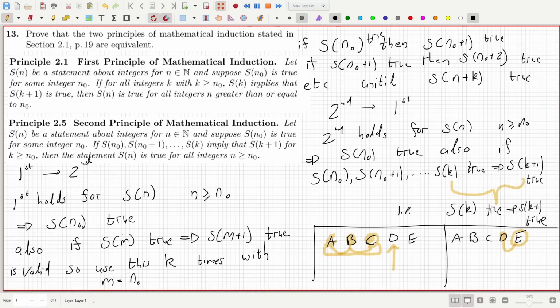Definitely both lead to the valid conclusion that all of Sn is true, but it shouldn't be the case that you find a statement that you can prove with the first and not the second, or vice versa, that they are equivalent. It's quite easy, I think, to see how... I mean, I wonder, are you allowed to say k equals n0? I don't know.